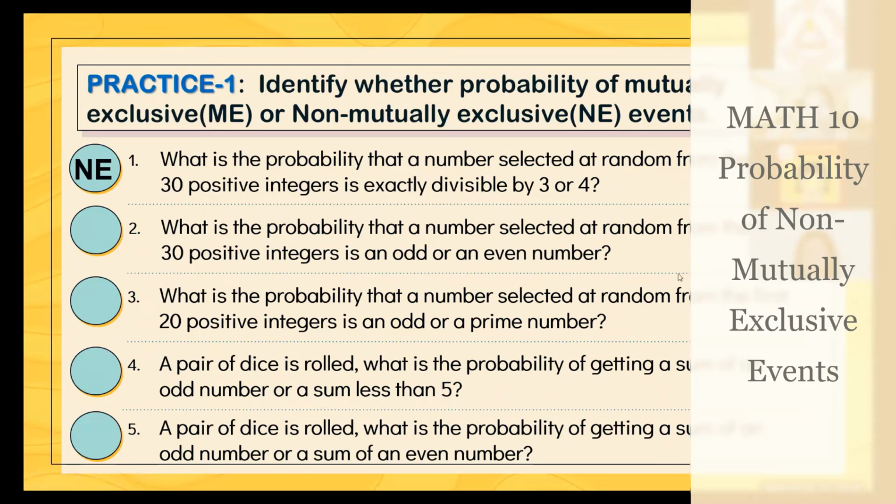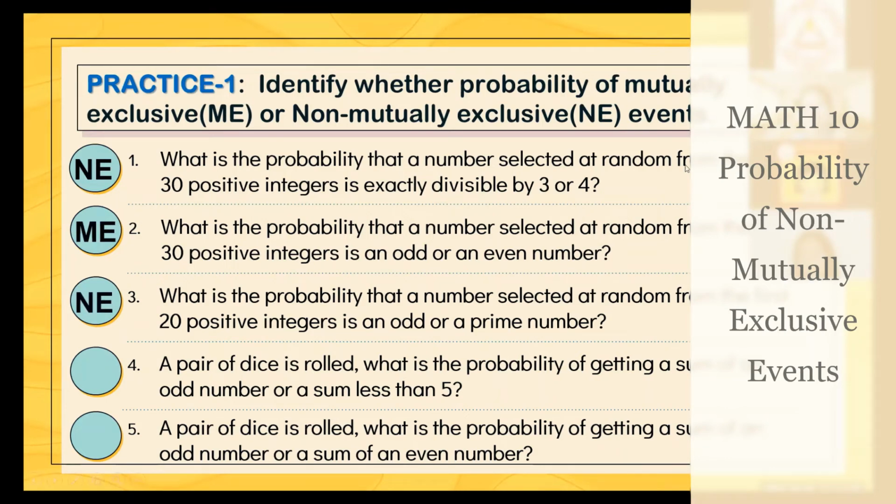Number 2, what is the probability that a number selected at random from the first 30 positive integers is an odd or an even? So, this is mutually exclusive. Odd even, it's impossible to have common numbers. So, hindi pwede. Kaya ME siya. Next, NE pa rin. NE again.